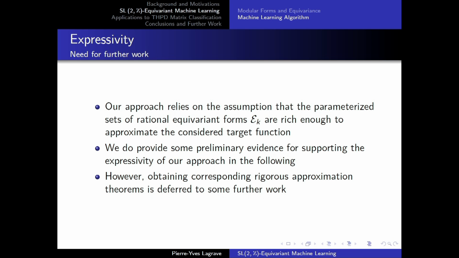Now in terms of expressivity, it's a bit more tricky. The main assumption that we are making here is that the set of rational equivariant forms that we are building, E_k, is going to be rich enough to approximate all the target functions that we are considering. So in the following, we do provide some evidence that at least for some of the cases of interest, it seems to work. However, we have no approximation theorem at that point. We are working on it, but this is something that we will do in further work.